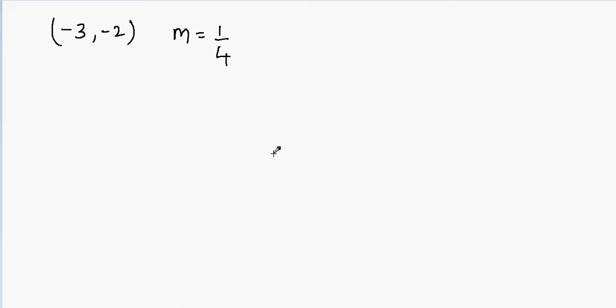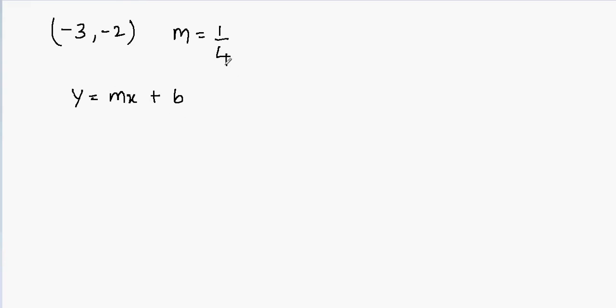Hi, in this video we'll learn how to find the equation of a line when a slope and a point are given to you. We already know that the equation of a line written in slope-intercept form is y equals mx plus b. Suppose I have to write the equation of the line, what do I need to know? I just need to know the slope and the y-intercept. That's all. If I know the slope and y-intercept, I can write the equation of the line.